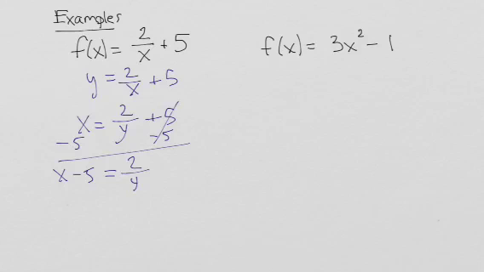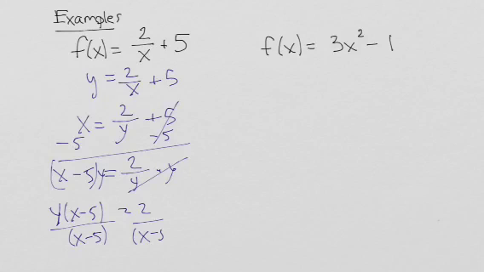Hopefully you remember how to do this. Then I'll multiply both sides by y. Multiply both sides by y to get the y out of the denominator. I'll leave 2, and on this side I got y times x minus 5. Then to get the y by itself, I have to divide both sides by x minus 5. Those cancel out. No more y. I'm going to rewrite that as f inverse of x, and then the answer is 2 over x minus 5.